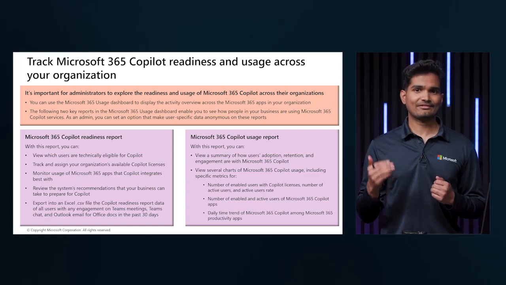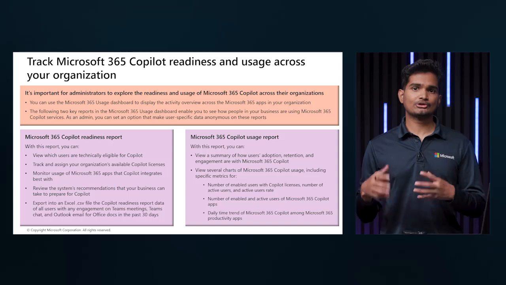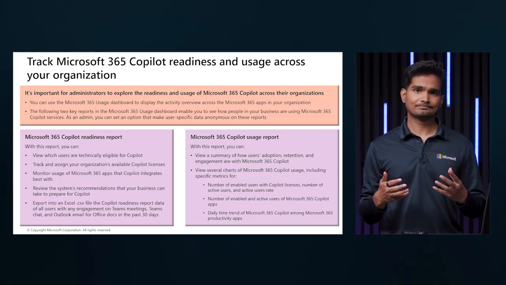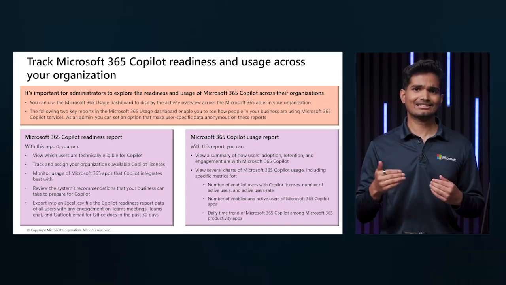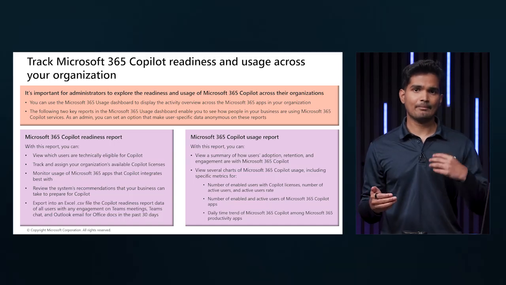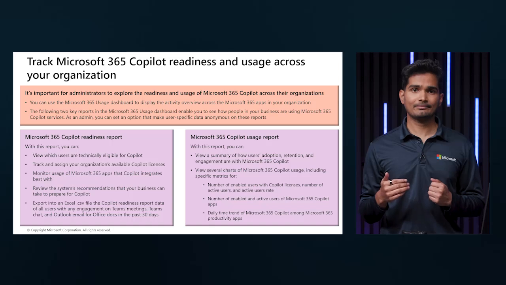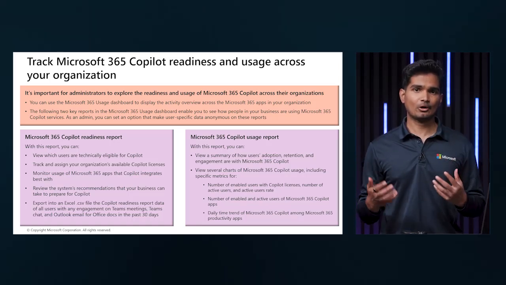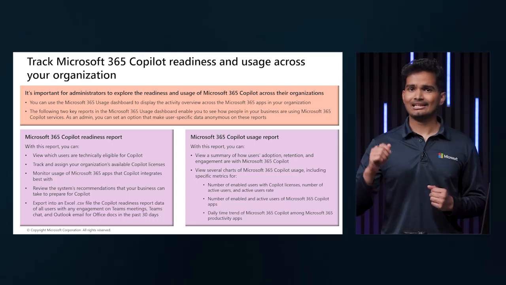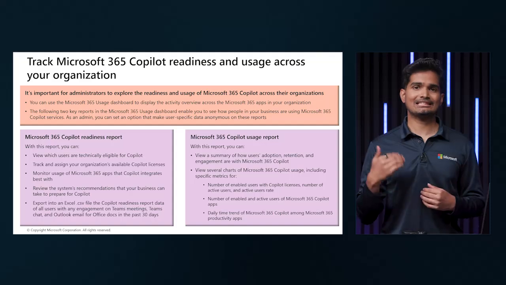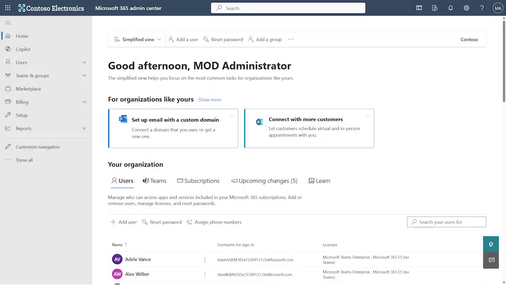The Microsoft 365 Copilot Readiness Report allows you to view which users are eligible for Copilot. It can track and assign Copilot licenses, and monitor usage of M365 apps that integrate with Copilot. It allows you to review system recommendations to prepare for Copilot, and export data into Excel or CSV files, detailing user engagement in Teams meetings, chat, and Outlook email over the past 30 days.